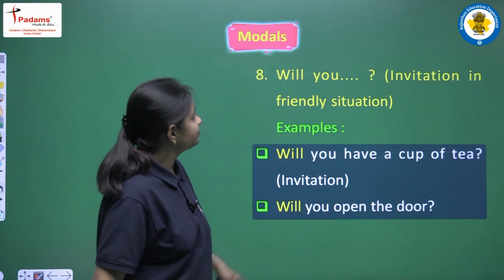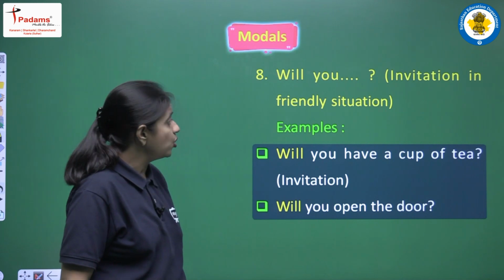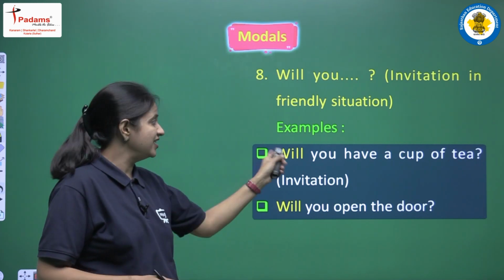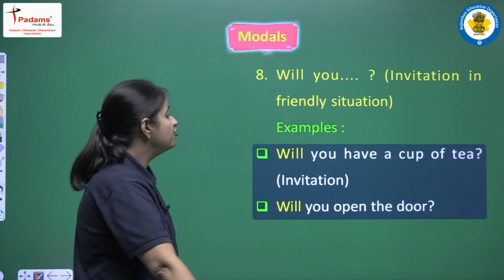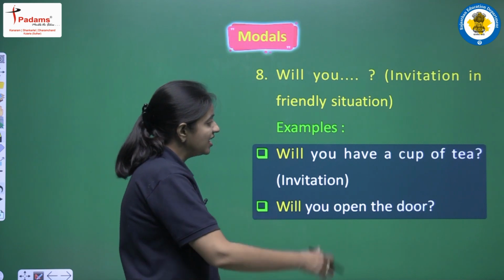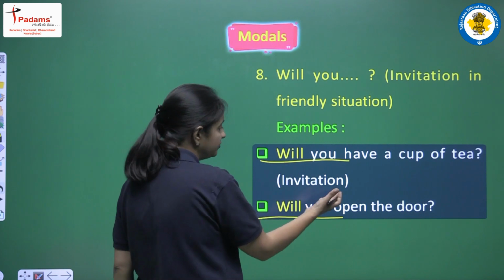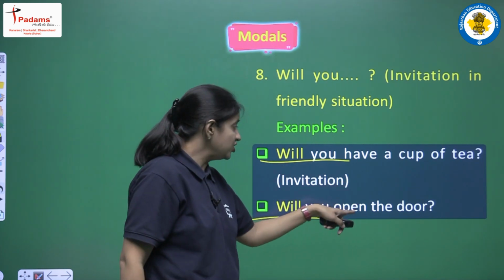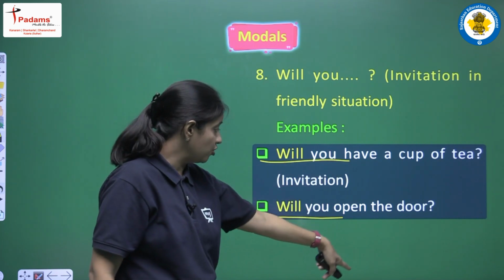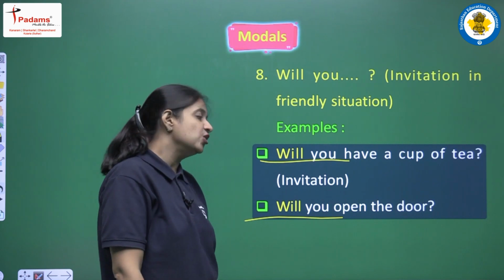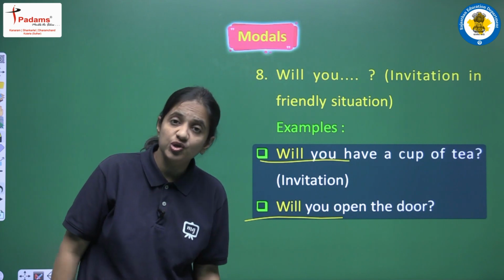Next we have will you. This is the structure and this shows an invitation in a very friendly situation. So let's read the examples. Will you have a cup of coffee or a cup of tea? Next is, will you open the door? In this manner we have a question mark at the end of the sentence, and will you is at the beginning of the sentence. So here we are giving an invitation to someone, saying will you have a cup of coffee. Again we are asking will you open the door. So in this structure also will and shall can be used.